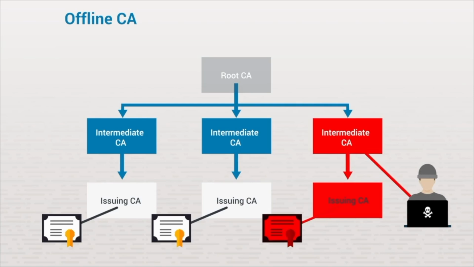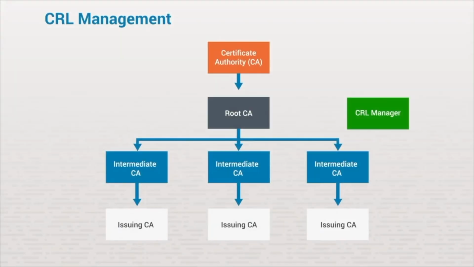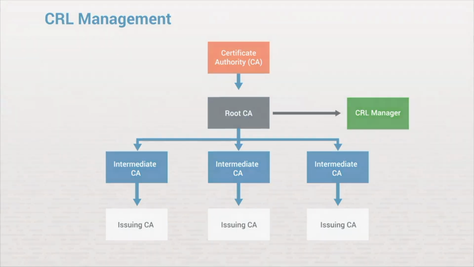In other words, not every certificate that was issued under the root CA is compromised. The problem with this is that the root CA can't manage and update the certificate revocation list, or CRL, if it's offline. To remedy this, the intermediate CAs can be set up to manage the CRL, or a specific intermediate CA can be configured to handle this job.